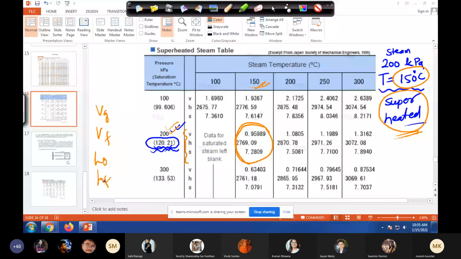So it's completely gas. These all are gas, so there is no need for the fluid values. It's completely vapor phase. That's all. And then you can read any steam table.